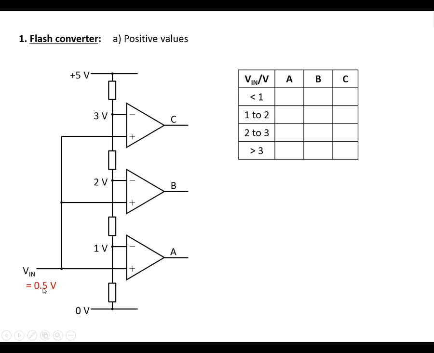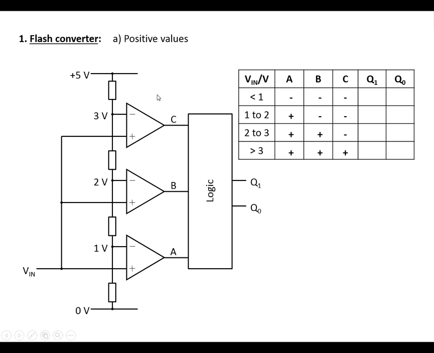So if VIN is 0.5 volts, it's less than 1 volt, so the output of this is going to be negative. In fact, all of them are going to give out negative voltage. If it's 1.5 volts, that is greater than 1 volt, so the output's going to be positive there, but it would be negative here still because it's less than 2 volts. Now if we go to 2.5 volts, it's now greater than 2 volts, so B goes high, but C remains low. And if it's greater than 3 volts, then C also goes high.